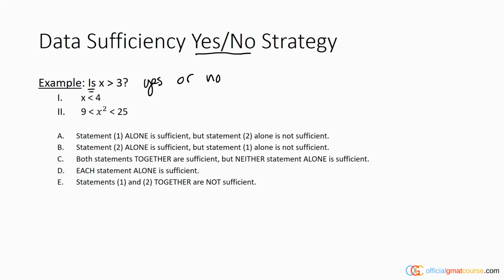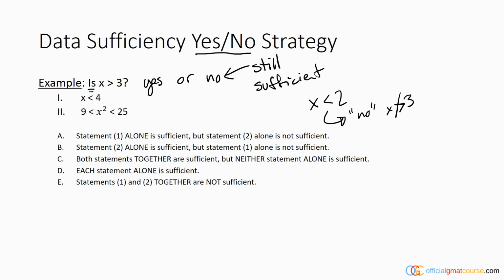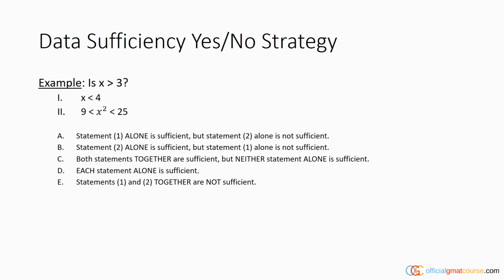Now, an important thing to say about yes/no data sufficiency questions is a no answer is still sufficient. So a no answer would be a situation like you find out x is less than 2. Well, if x is less than 2, it's definitely not greater than 3. So your answer to the question would be no, x is not greater than 3, and that would be a sufficient answer to the question. So you would choose answer choice A if that was your statement 1. But in this situation, we have x is less than 4 as our first statement.